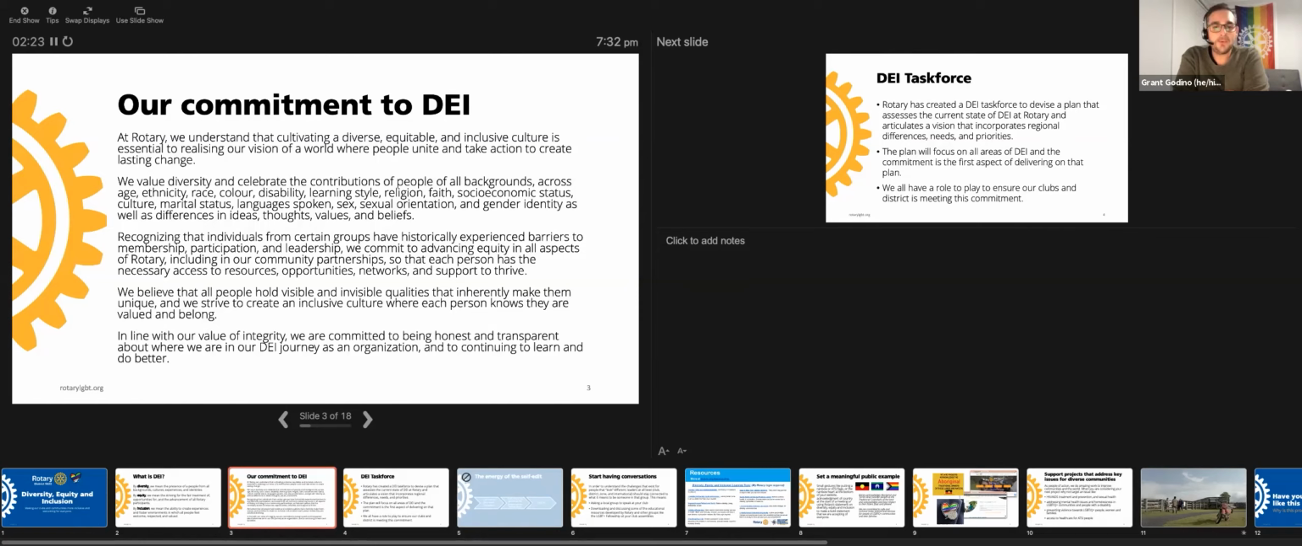We believe that all people hold visible and invisible qualities that inherently make them unique, and we strive to create an inclusive culture where each person knows they are valued and belong. In line with our value of integrity, we are committed to being honest and transparent about where we are in our DEI journey as an organisation, continuing to learn and do better.